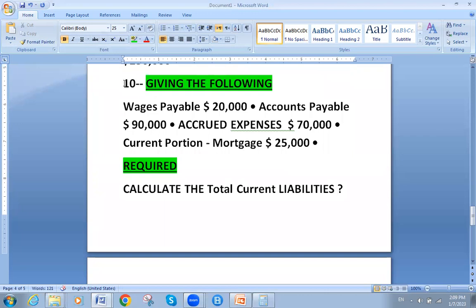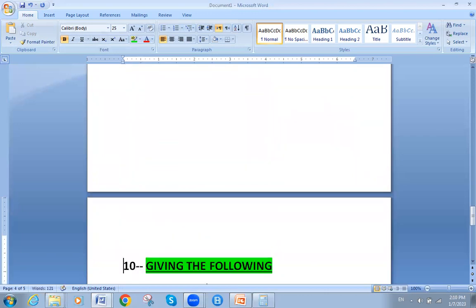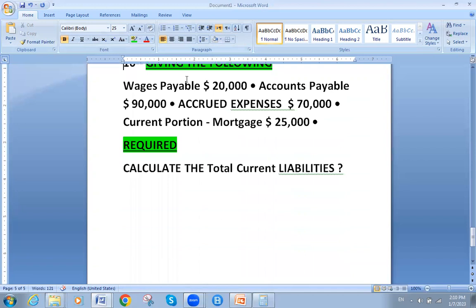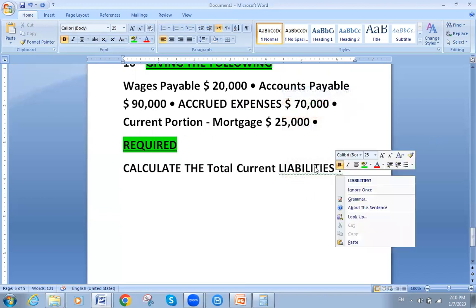So what you will do? Same as what you did on the previous one, you will add them up. You will add 20,000 plus 90,000 plus 70,000 plus 25,000. The only tricky thing here that I might put for you is mixed in between current liabilities and current assets. So in that case, you have to isolate the current liabilities and isolate the current assets, each one apart, not both of them in the same place.